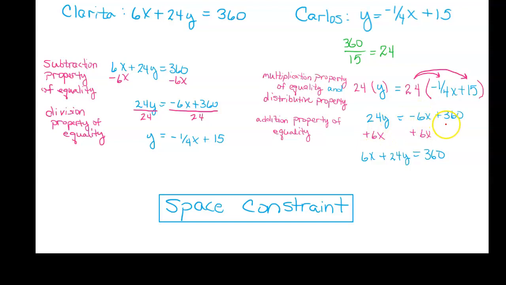Now, I know that I need to isolate the 360, so I'm going to do the inverse of what's being done to 360. It's being added to a negative 6x, so we're going to do the opposite, which is to add a positive 6x. But if we do that to this side of the equation, we must also do it to the left side. And when we do that, we're left with 6x plus 24y equals 360.